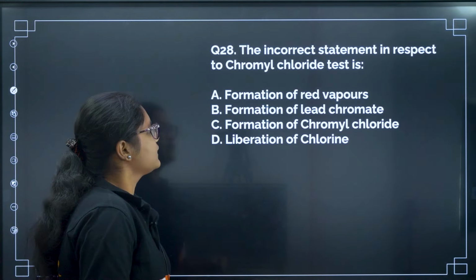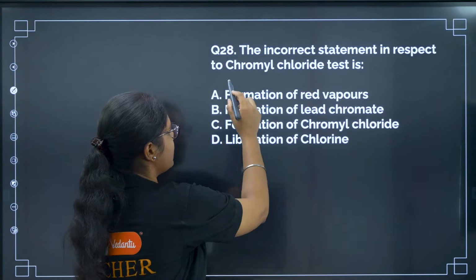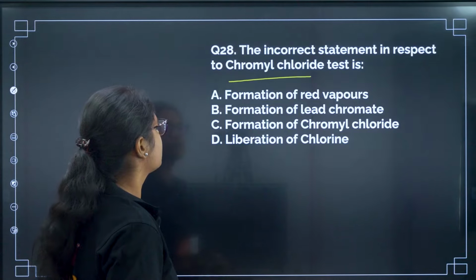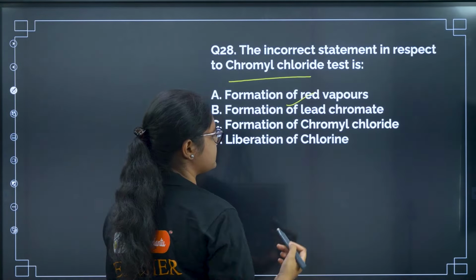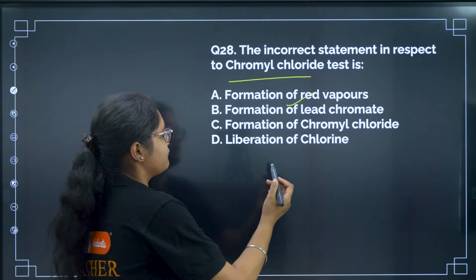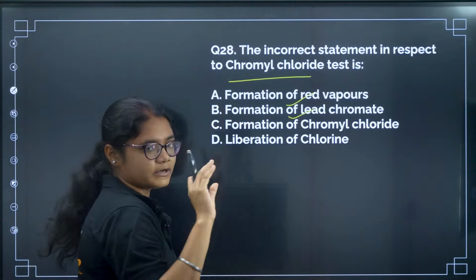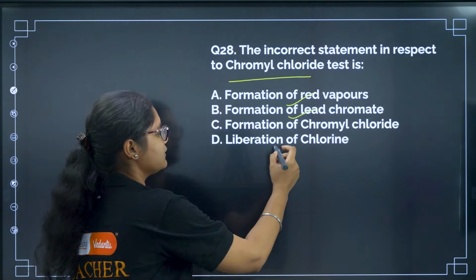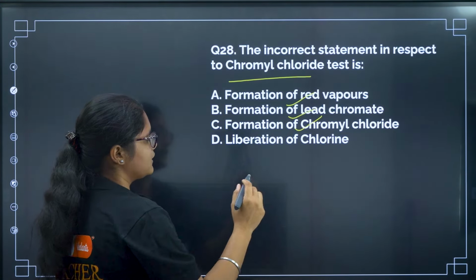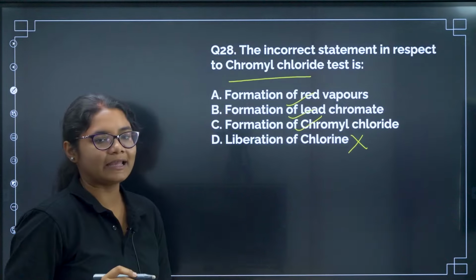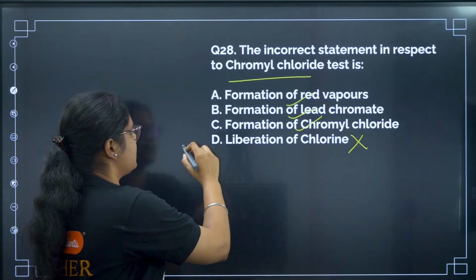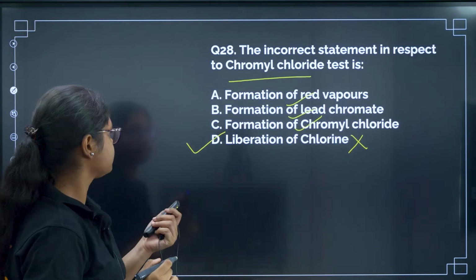Next question, the incorrect statement in respect of chromyl chloride test. Okay, so formation of red vapors, yes, that is correct. Then you have formation of lead chromate. You know the reaction for chromyl chloride, so that is why there is a formation of chromyl chloride here. There is no liberation of chlorine gas in that. So the incorrect statement is option number D.